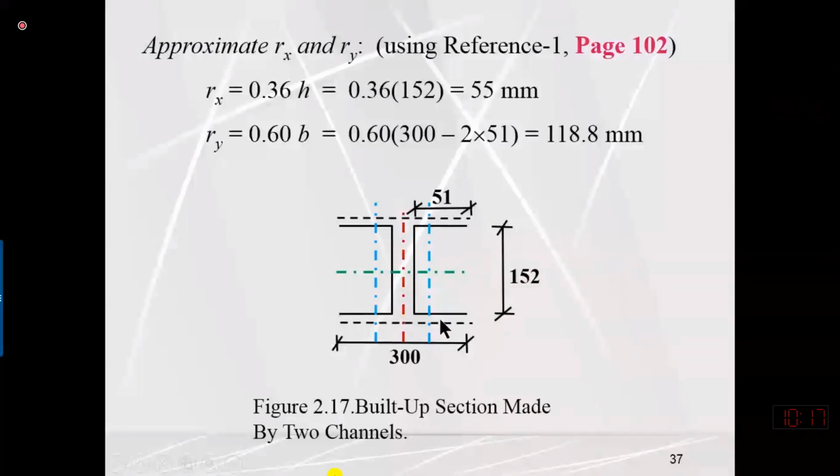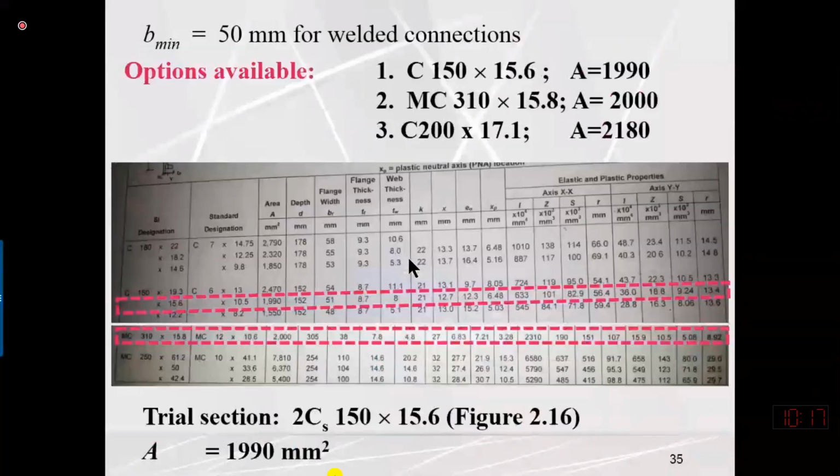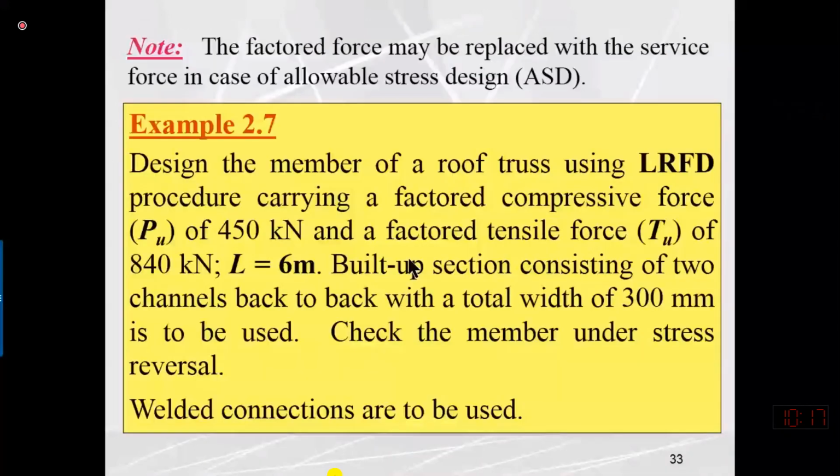The total width should not be more than 300, but the gap between the webs may be different, depending upon our selected section. We will see when we are designing this. The other thing is to check the member under stress reversal. First of all, we need to check under stress reversal whether we need to design for pure compression, pure tension, or as a compression member, or we need to design as a tension member, and later on we will check the capacity in compression.